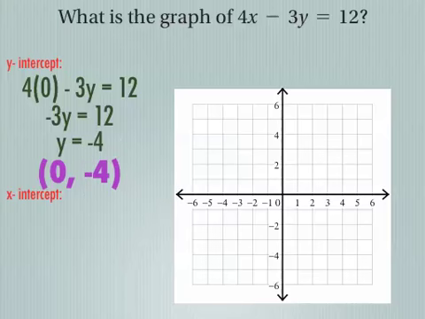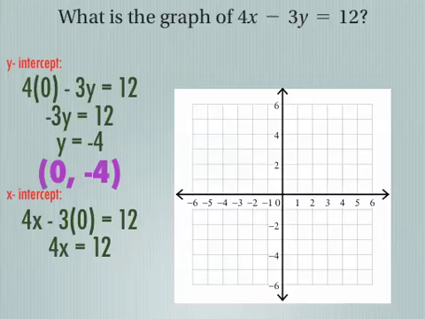To find the x-intercept, I plug in 0 for y. So we have 4x minus 3 times 0 equals 12. 3 times 0 is 0, so we're left with 4x equals 12. To solve for x, we need to divide by 4 on both sides, and when we do so, we find that x equals 3. So the x-intercept is going to be a point at 3, 0.